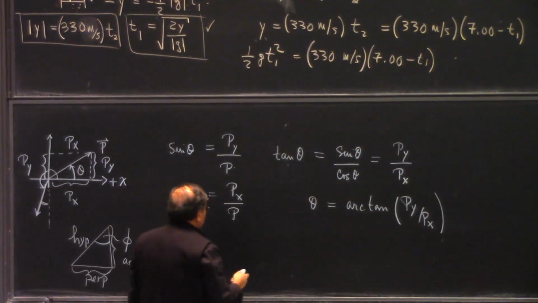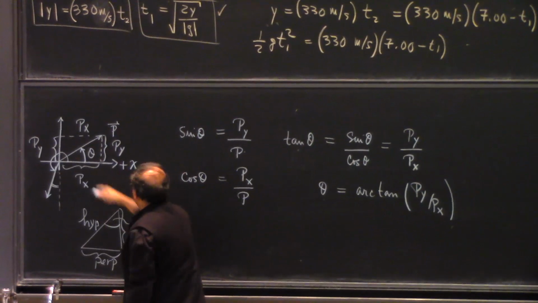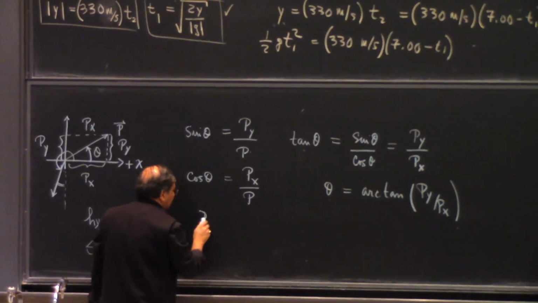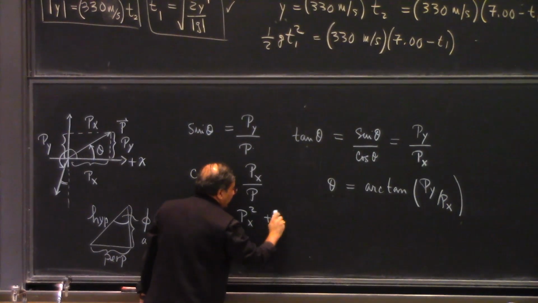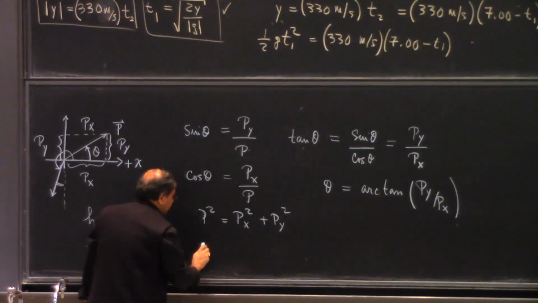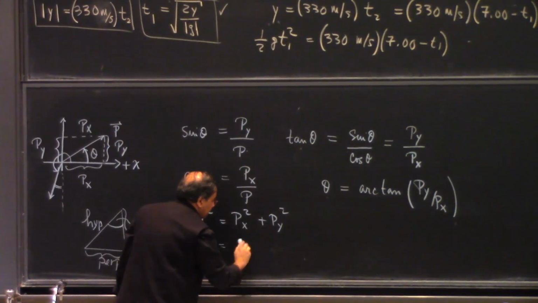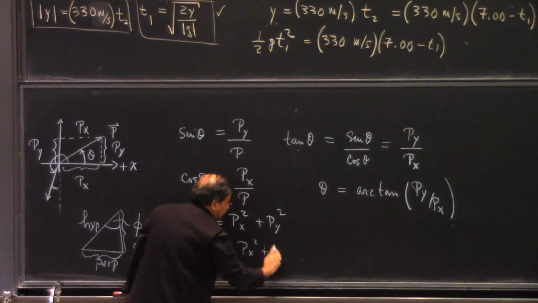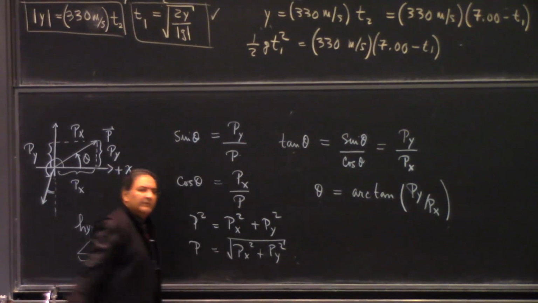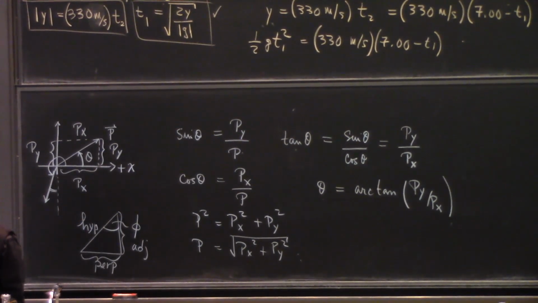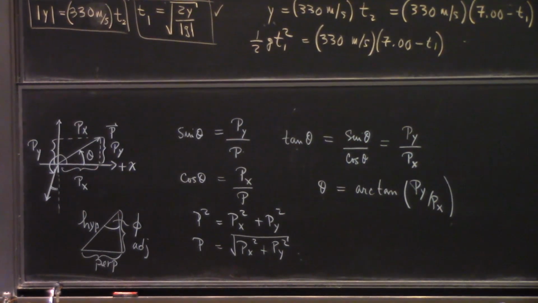Now, because it is a right triangle, you also know from Pythagoras' theorem that p squared is px squared plus py squared, which then means that p itself is px squared plus py squared, square rooted. And whenever you take a square root, keep in mind that you may have to worry about a minus sign.